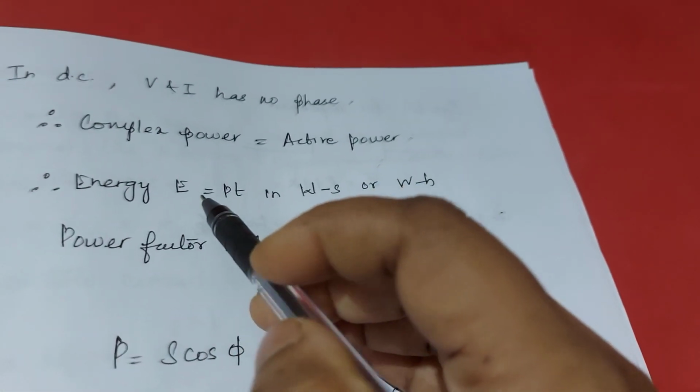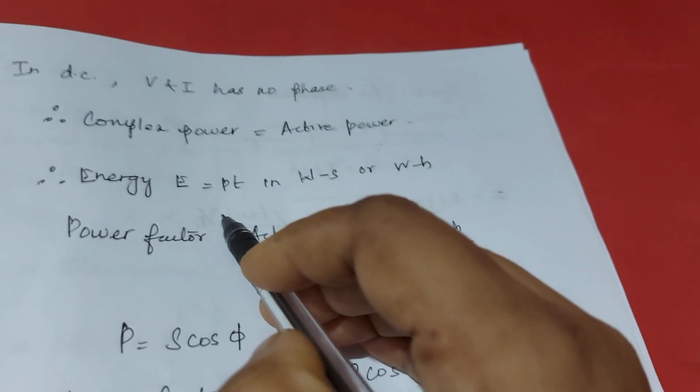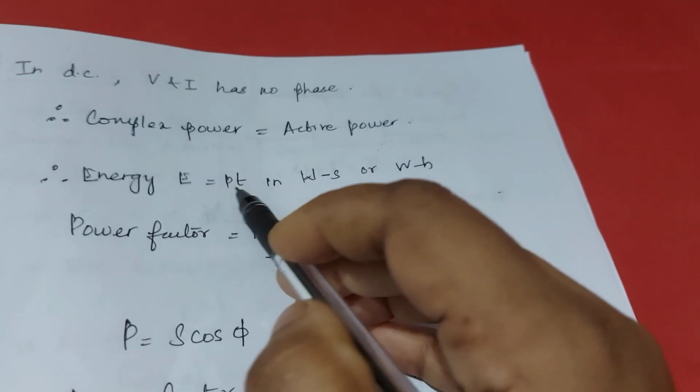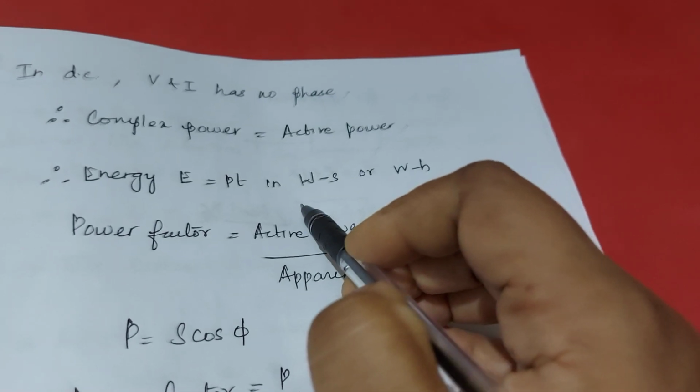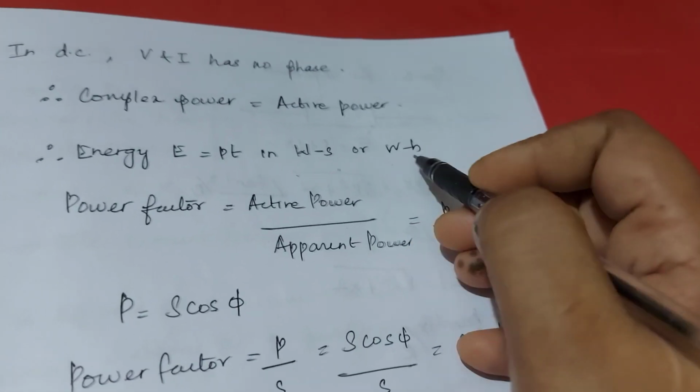Now, measuring energy. You all know about energy. Energy is the product of power and time. It is measured in watt seconds, and the higher unit of measurement is watt hour.